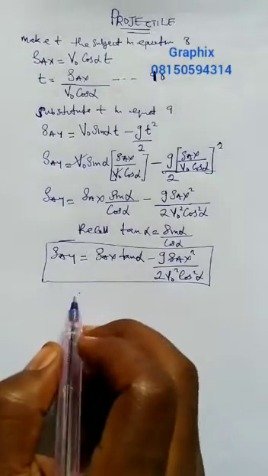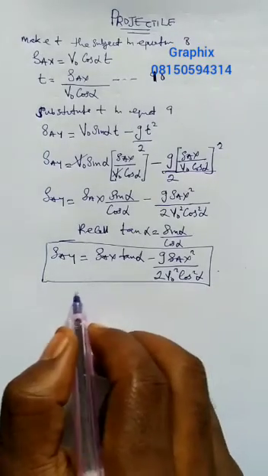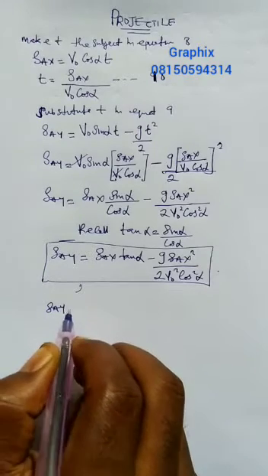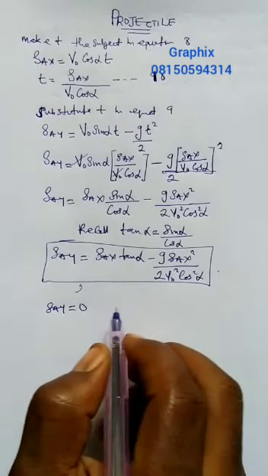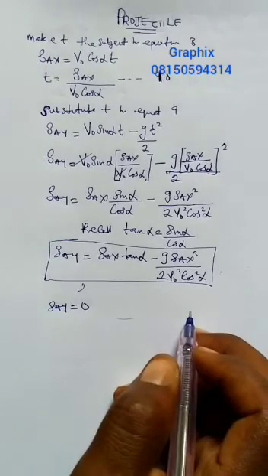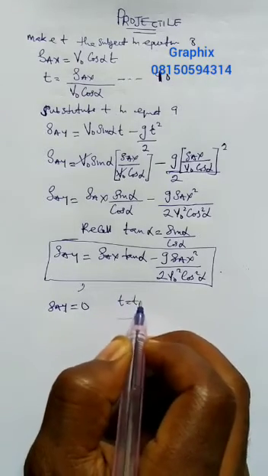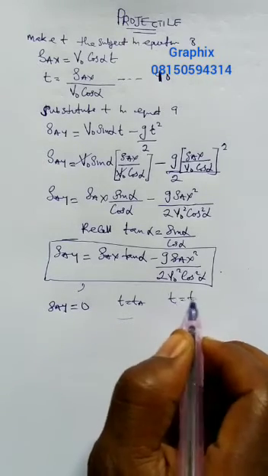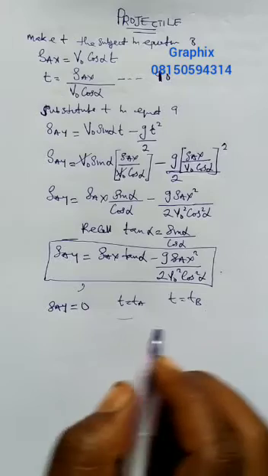From here, recall that this is the equation of a parabola. Notice that on two occasions, our SAY is equal to 0, right? One of those situations is at the beginning of motion, SAY is 0, and at the end of the motion, SAY is 0. So at t equals TA, SAY is equal to 0. At t equals TB, SAY is equal to 0.